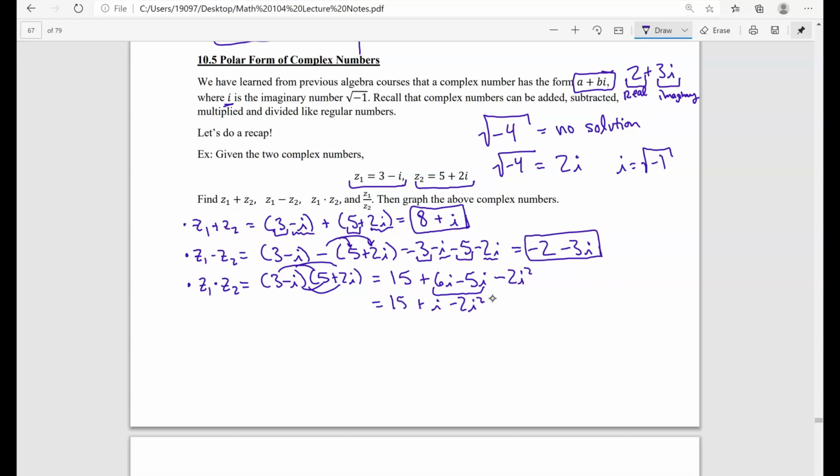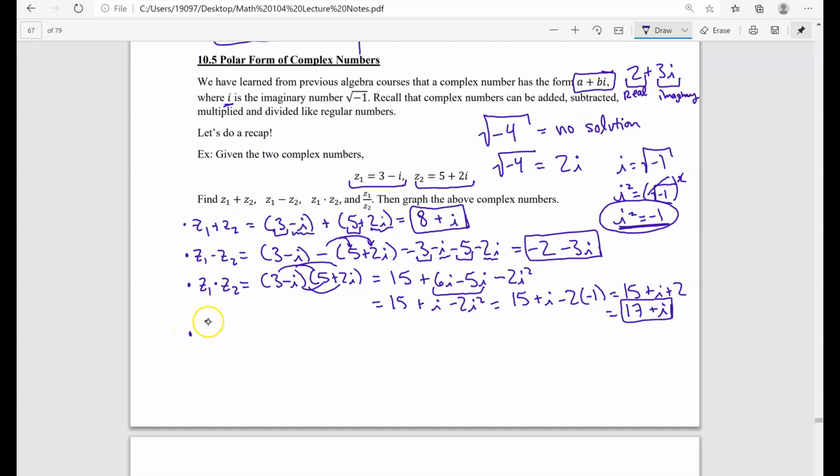What does i squared really do? Well, if i is equal to the square root of -1, i squared is squaring this guy. The square and the square root go away, so i squared is equal to -1. Make sure that you know that: i squared equals -1. Let's plug that in. 15 plus i minus 2 times -1 gives me 15 plus i plus 2, which is 17 plus i. Don't leave the i squared there. Make sure that you plug in the fact that it's equal to -1.